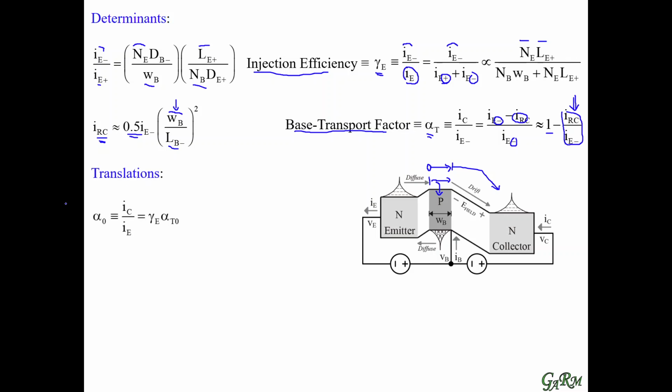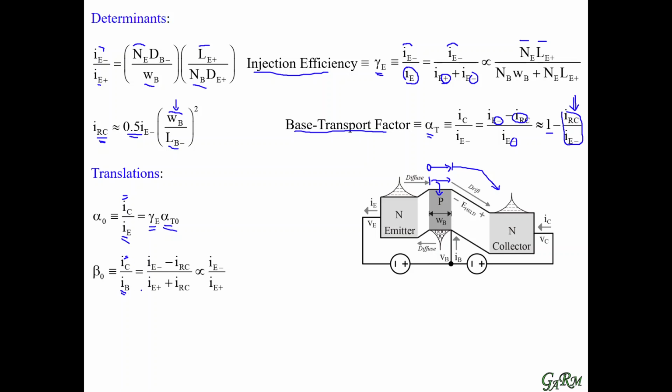So if we look at translation, the transport factor of the device is basically the translation from emitter current all the way to collector current. So first we look at the injection efficiency, basically how much of the emitter current is electron current, and then the base transport factor, how much of the current that is available at one edge of the base reaches the other edge. We also have current gain, and it's basically the translation from base current to collector current.